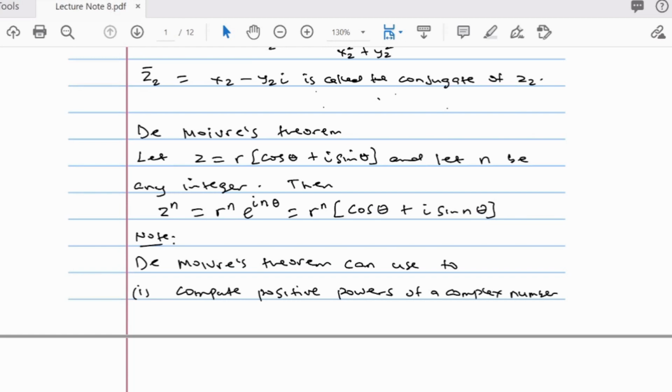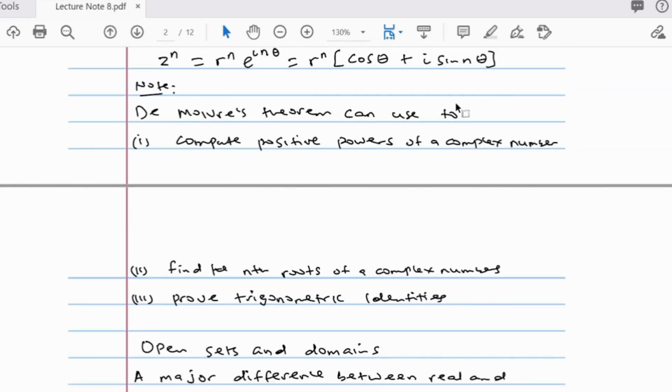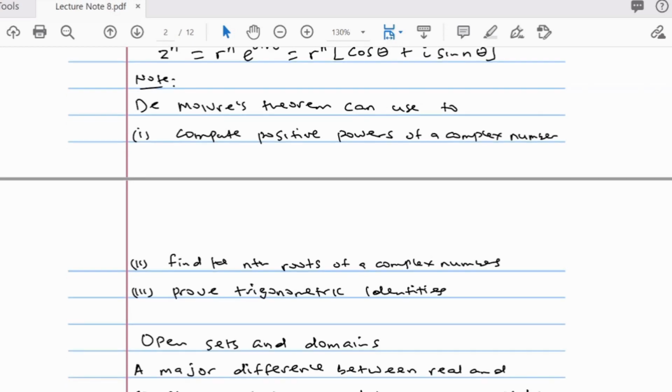You can use De Moivre's theorem to do the following. Number one, you can use it to compute the powers of a complex number, which is what we do here. You can use it to find the roots of a complex number, and you can use it to prove trigonometric identities. So you can review your Math 141, since some of these applications are there.